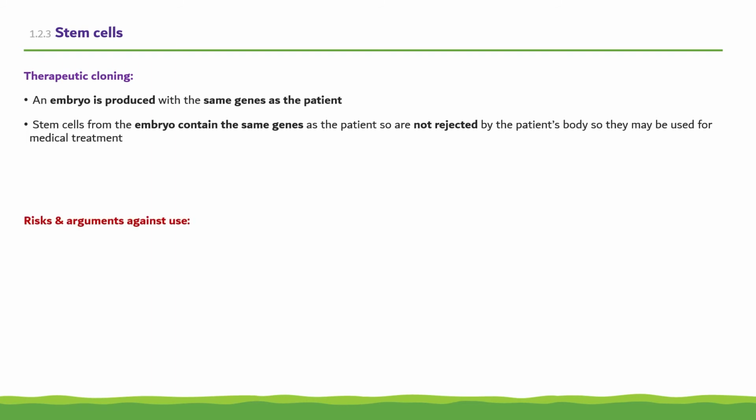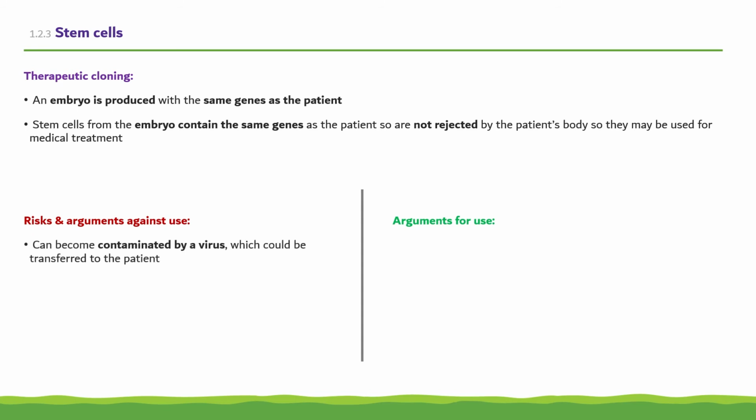The use of stem cells has both risks and arguments against their use, but also arguments for their use. One risk is that as stem cells are grown in a lab, they can become contaminated by a virus, which could be transferred to the patient. An argument against their use is that some people may have ethical or religious objections to the use of stem cells, arguing each embryo is a potential human life.